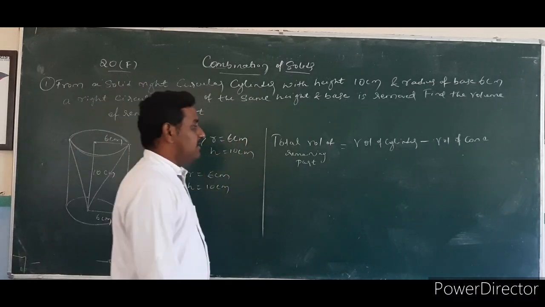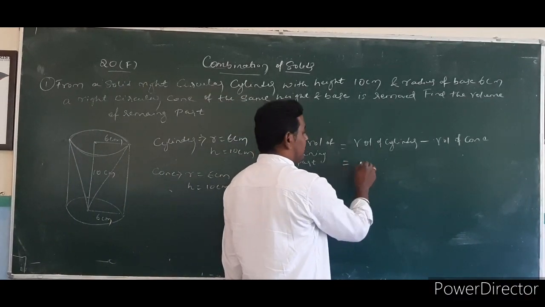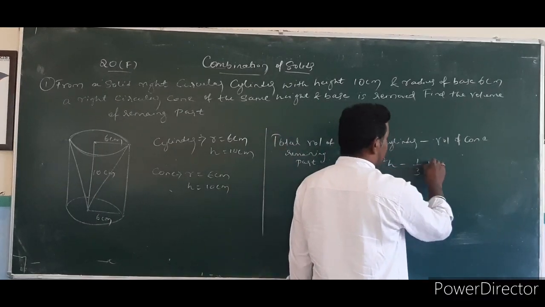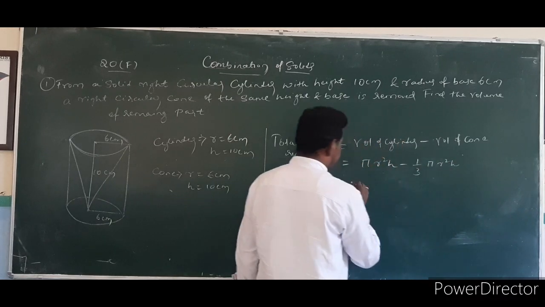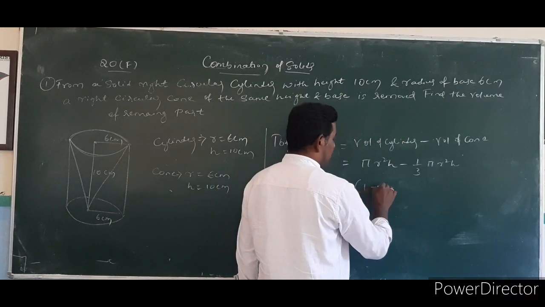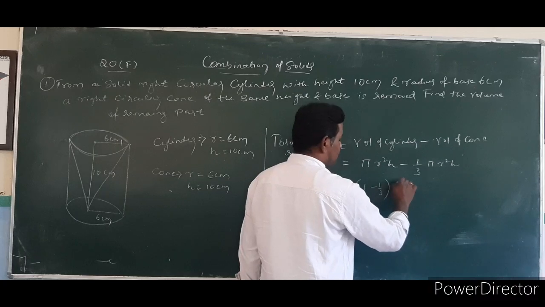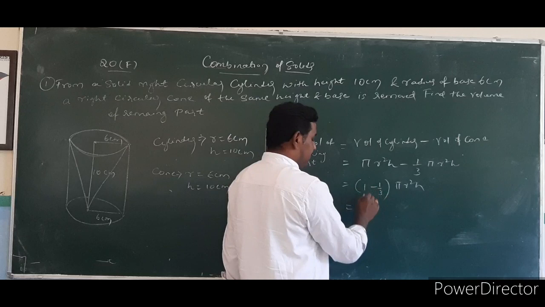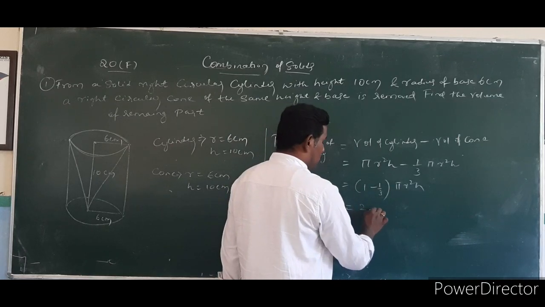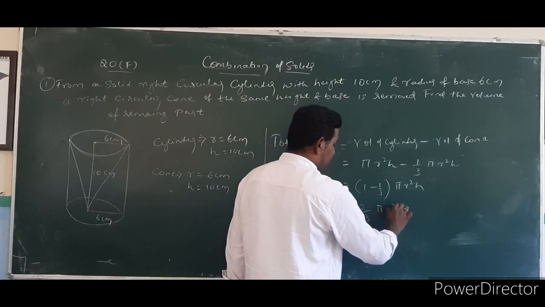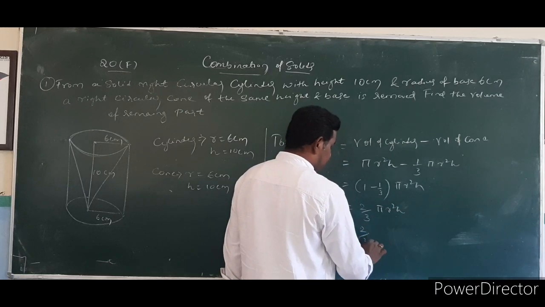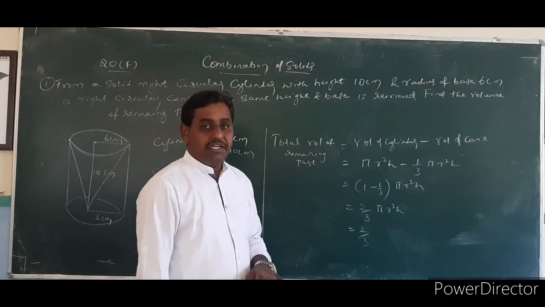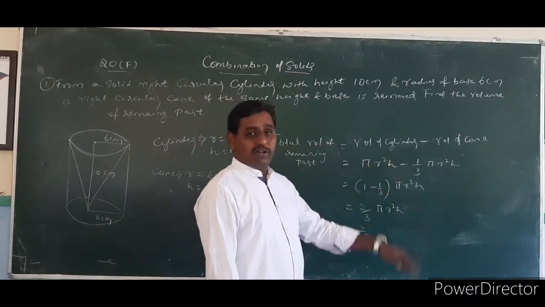Volume of cylinder is pi r square h minus volume of cone is 1 by 3 pi r square h. So you can take pi r square h outside. Here 1 is remaining minus 1 by 3. If you simplify it, it is 2 by 3 pi r square h. Why am I taking it outside? Because the radius is the same. If different, we are not doing like this.